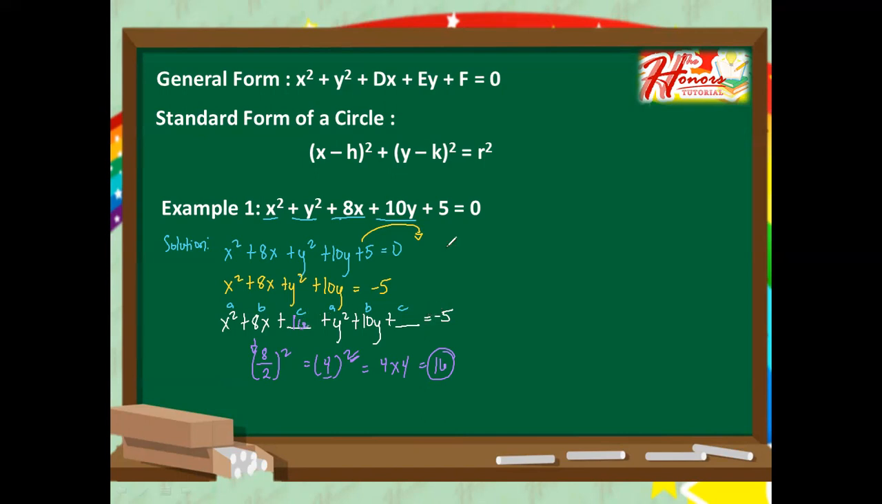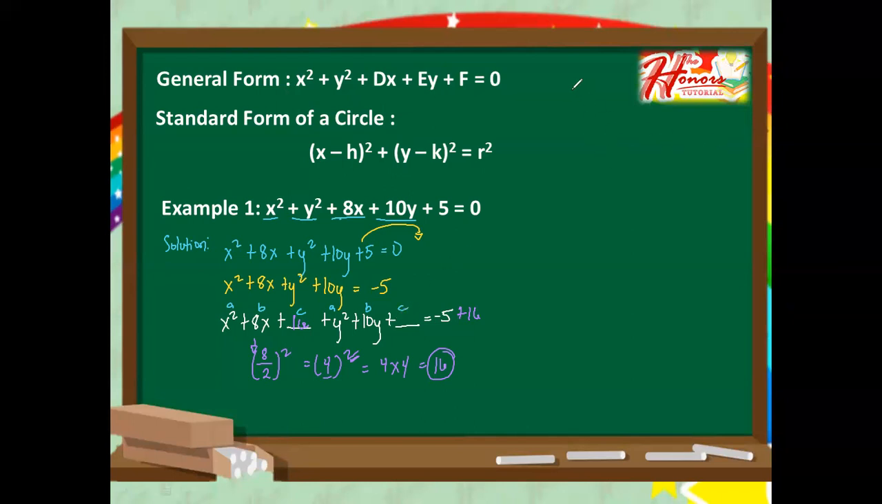And then of course, since our equation should be balanced, whatever you add at the left side of the equation should be added also at the right side of the equation. So that's plus 16. And then same process with y squared plus 10y plus blank.